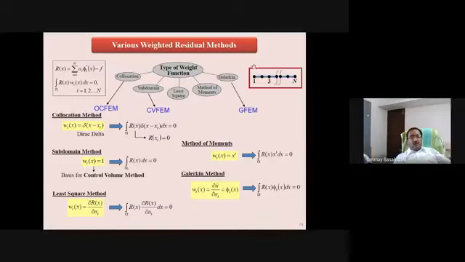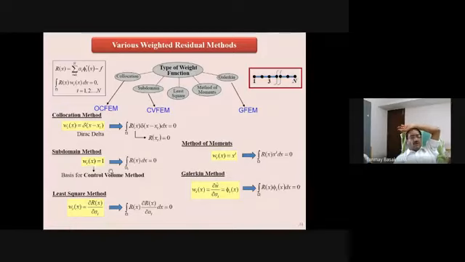So there are various weighted residual methods based on the weighting. You have to design the weighting function, and there are different types of weighting function. We have the collocation method, the subdomain method, the least square method, the method of moments, and the Galerkin method. If you look at the collocation method, the Dirac delta function is the weighting function. In that case, this integral is directly reduced to an algebraic expression. No need to do any integration. It is an algebraic equation at a particular point.